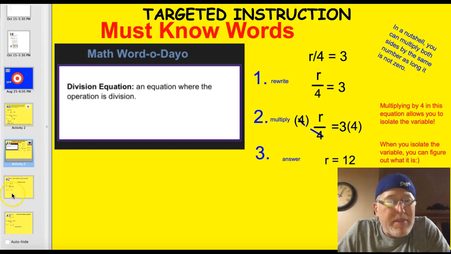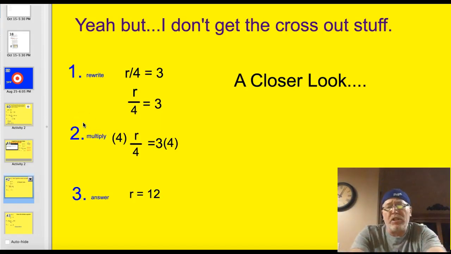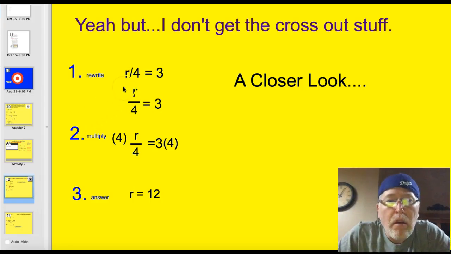All right, still a little fuzzy. Let's take a closer look, because a lot of kids will say, yeah, but I don't get the cross out stuff. We'll do it again. Here's R divided by 4 equals 3. I just rewrote it as a fraction. Instead of using that slash, I used a real fraction bar. R divided by 4 equals 3. Easier to see.